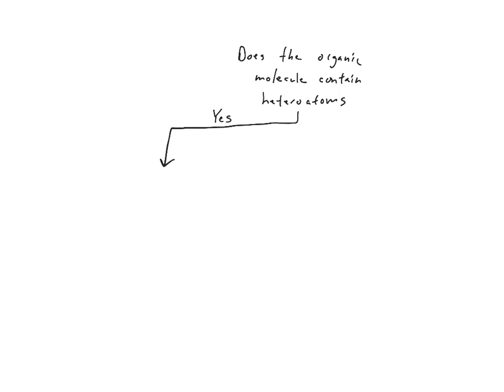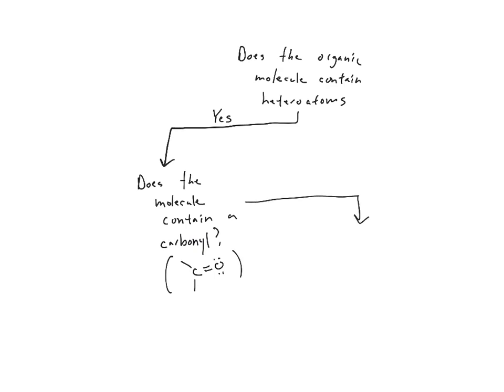So continuing on, does the organic molecule contain heteroatoms? The answer is yes. The next question that's most relevant to ask is, does the molecule contain a carbonyl? So carbonyl is a carbon-oxygen double bond. That's a carbonyl. The answer is no. We'll address that here in a minute.